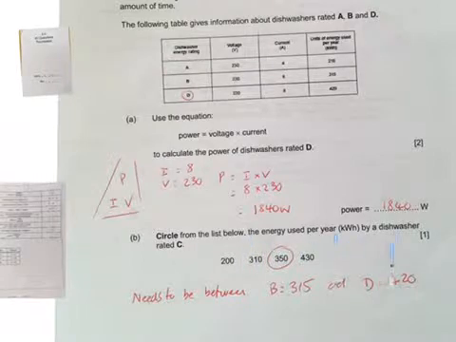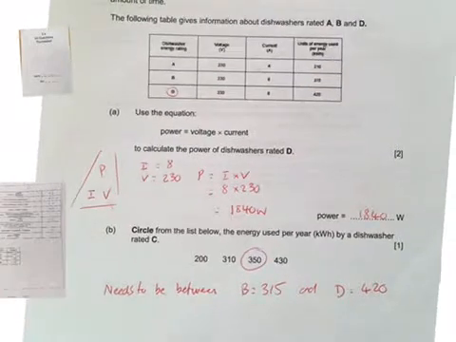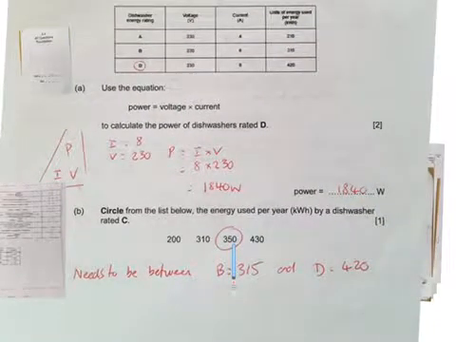And then circle from this below the units used for dishwasher C. Well, there's no C here, so we just have to estimate it's going to be anywhere between 315 and 420. And the only one that satisfies that is 350 there. 430 is too big, it's way above D, and then 310 and 200 are way below B. So that's why it sits nicely in the middle, 350.